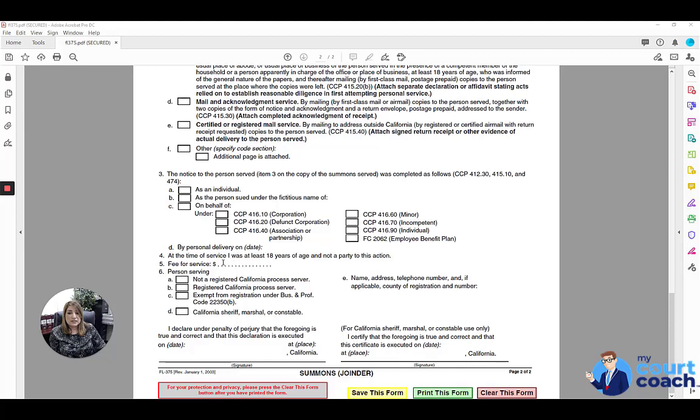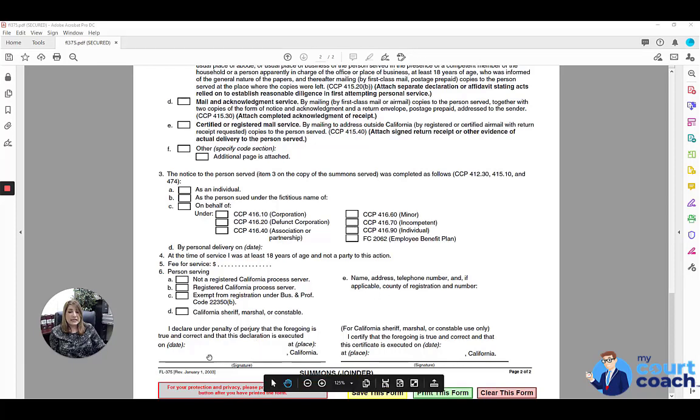And your process server is then going to indicate if they received a fee for the service, and if so, what that was in item number 5. And then item 6, they're going to indicate what type of process server they are. Either it's a friend or family member, probably a not registered process server, it could be a registered process server, 6C is for attorneys, or it could be a sheriff or marshal, which the process server would then mark 6D. They're going to also list their name, address, and telephone number in item E.